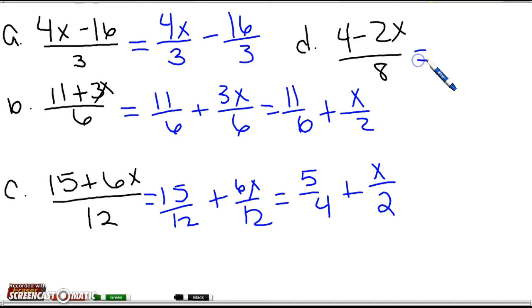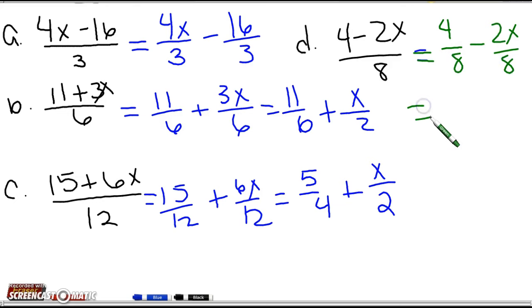All right, the last one, I'll write it in green because I might run out of space. So I have 4 over 8 minus 2x over 8. Again, this one can be factored, so they both have a factor. The first one has a factor of 4, so that gives me 1 over 4. And the next one has a factor of 2, so that gives me x over 4.